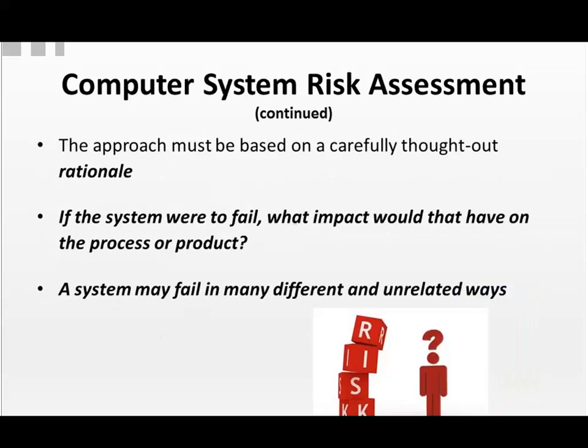So for each system, you want to have a specific rationale. Look at the system and say, if it were to fail, what impact would that have on process or product and potentially on a human? And the system can fail in many different unrelated ways, so you have to consider all of these potential risk scenarios for each system. You do this in your validation planning step.